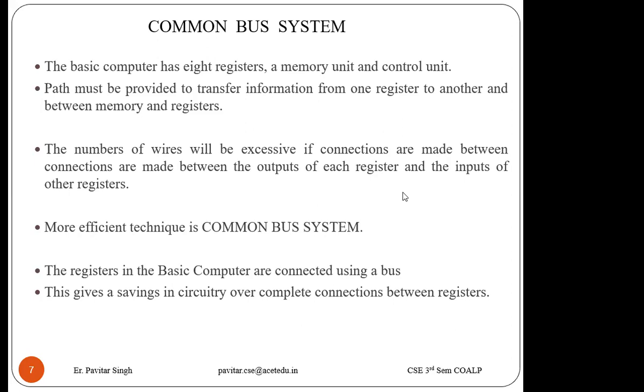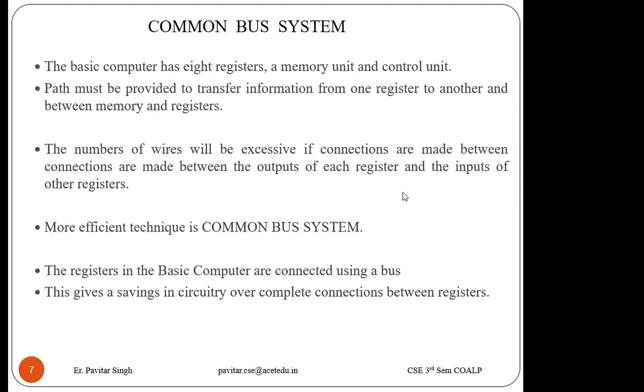Let's see. First of all, the basic computer has 8 registers, which we did yesterday, a memory unit and a control unit. So paths must be provided to transfer information from one register to another and between memory and registers. The number of wires will be excessive if connections are made between the outputs of each register and the inputs of other registers.